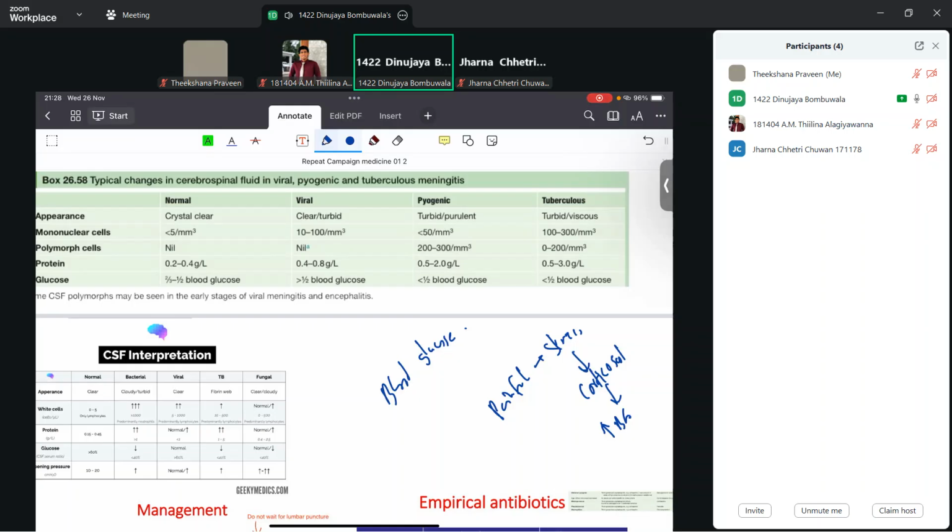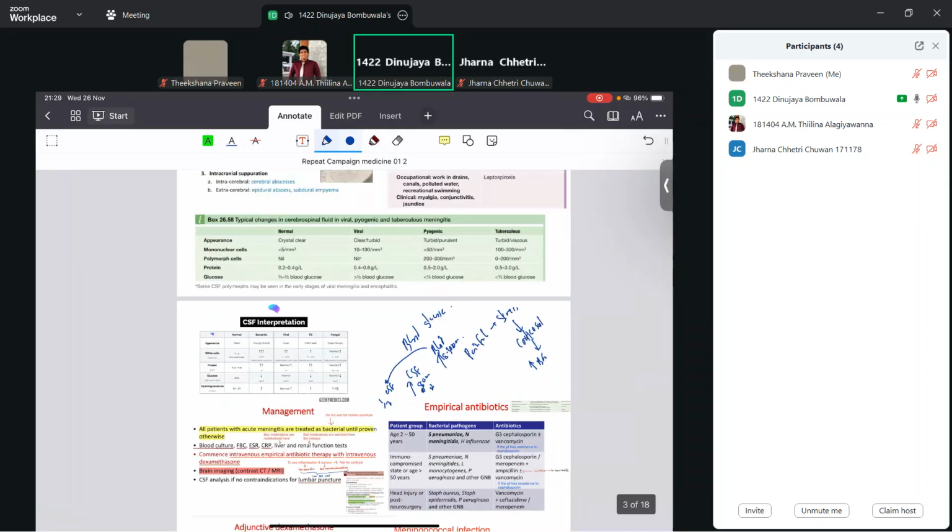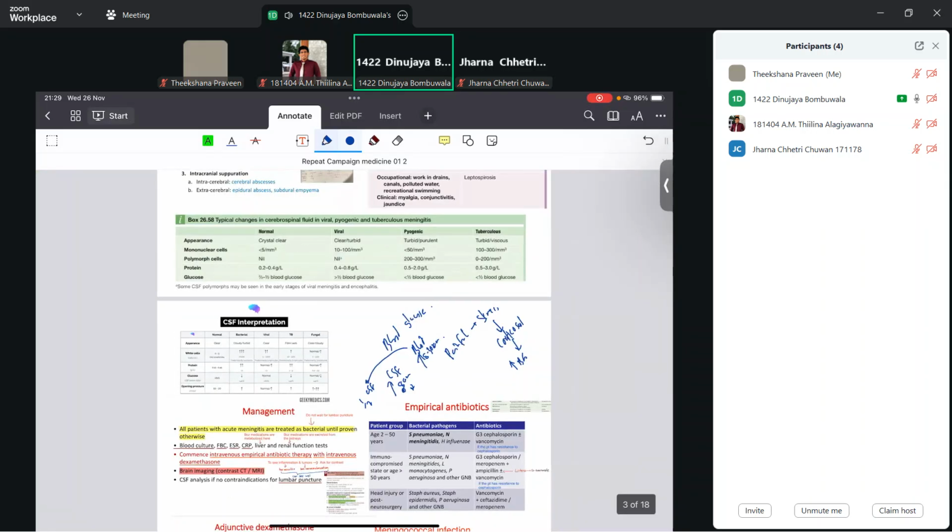If we do the CSF analysis at 8 a.m. and take blood glucose at 8:30 a.m., and we are going to compare the CSF and blood glucose levels, the CSF to blood glucose ratio will be wrongfully low. So what we have to do is take the blood glucose at least about half an hour before the CSF. This is very much asked in viva questions if you are given a meningitis case, so you should know this. We have to take blood glucose before doing the CSF analysis, the CSF tap.